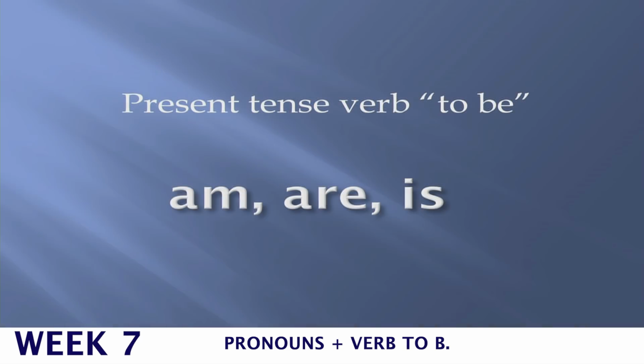The verb to be is an irregular verb. So we need to learn what pronouns or what nouns we use with each form of the verb to be. So there are three forms of the verb to be. We have am, are, and is.